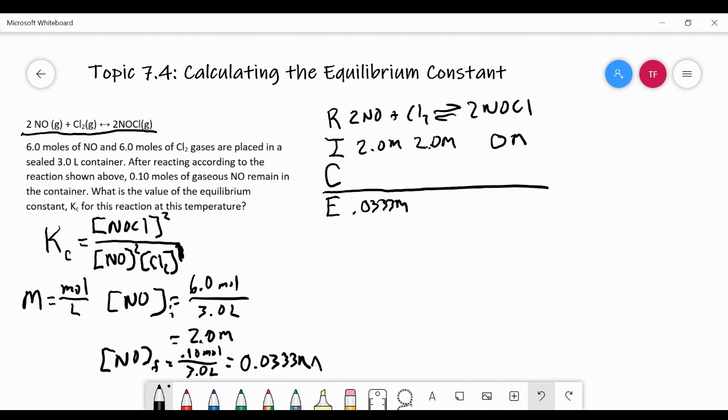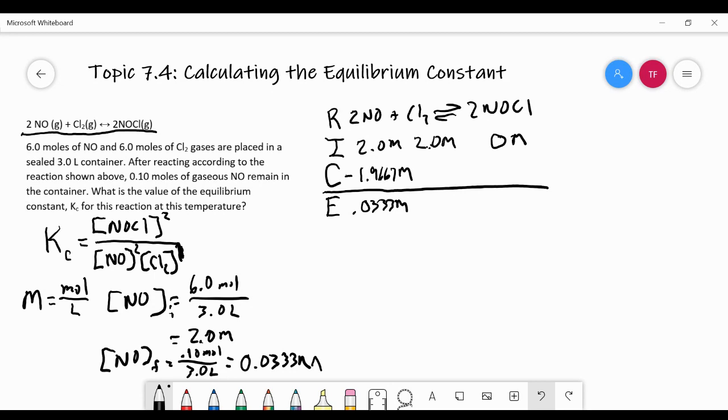So what does that mean about the other substances? Well, we're going to use stoichiometry in order to do that. So in order for us to end up with 0.033 molar of the NO, we had to lose some of the initial concentration. And how much did we lose? Well, we lost whatever 2 minus 0.0333 molar is. And that, if you do the calculation, is 1.9667 molar. We lost 1.9667 moles per liter of the NO in this reaction.